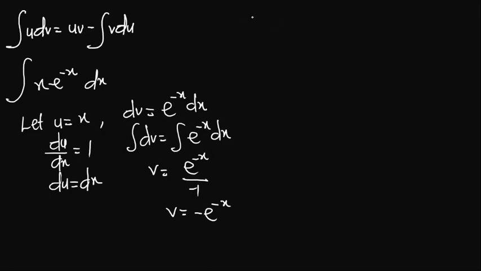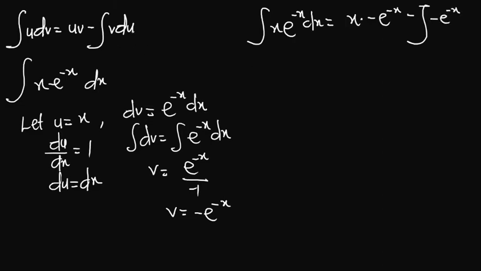So using integration by parts, it means we have the integral of x e negative x dx is now equal to, where is our u? Our u is x over here multiplied by v. Our v is negative e raised to the power negative x, then minus the integral of, our v is still negative e raised to the power negative x, our du is the dx over here, so we have dx.